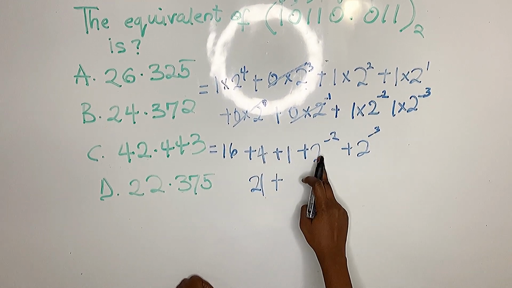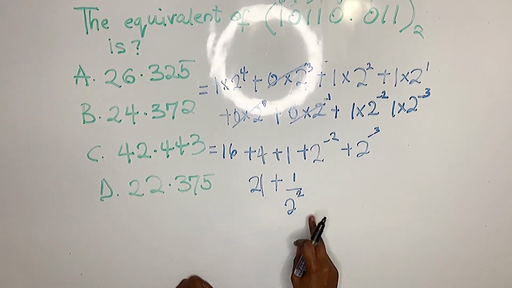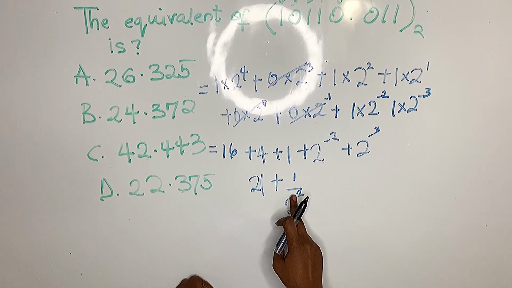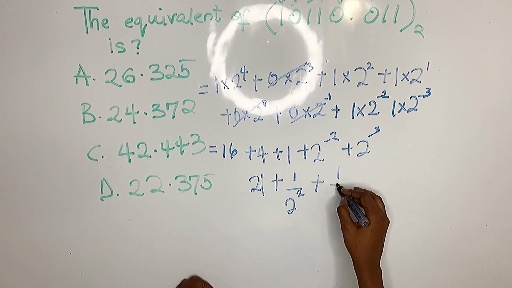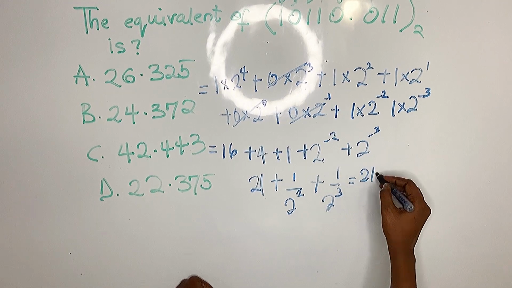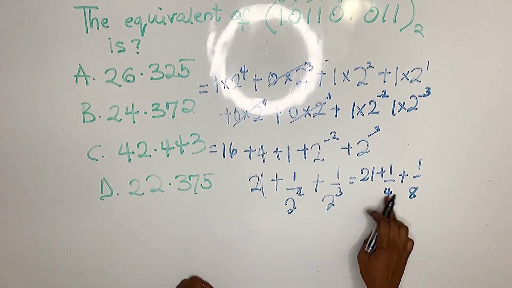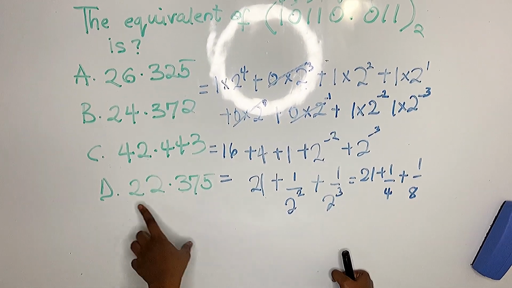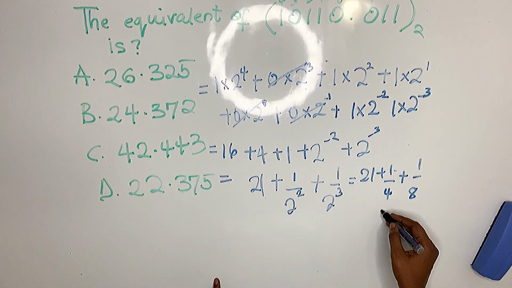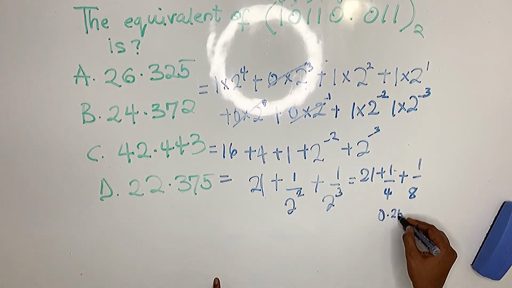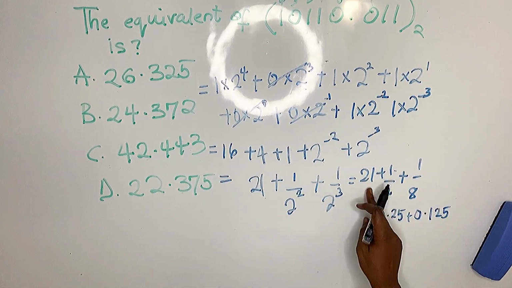Plus, 2 raised to the power minus 2 is the same thing as 1 over 2 squared. You can see that when this 2 becomes my denominator, there's no longer a negative sign. It's almost like the negative sign becomes 1 over. Plus 1 over 2 cubed. So this would be 21 plus 1 over 4 plus 1 over 8. Since our answer is given in decimal, let's break these fractions down to decimals. I know that 1 over 4 is 0.25, and 1 over 8 is 0.125. So I'm going to add everything to my 21.